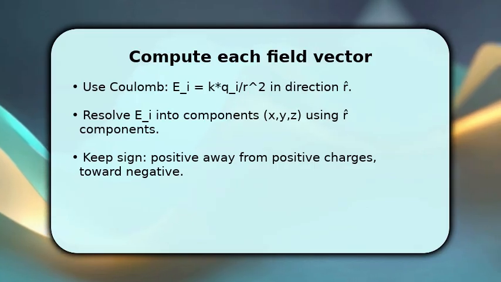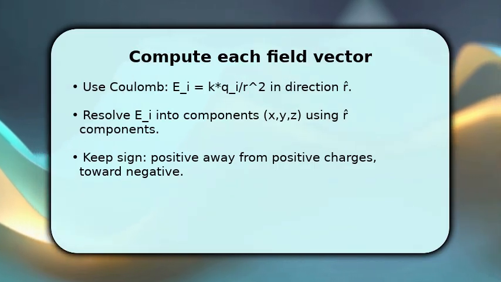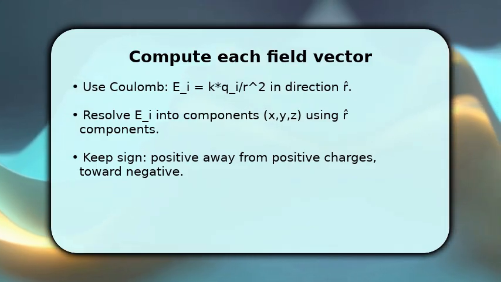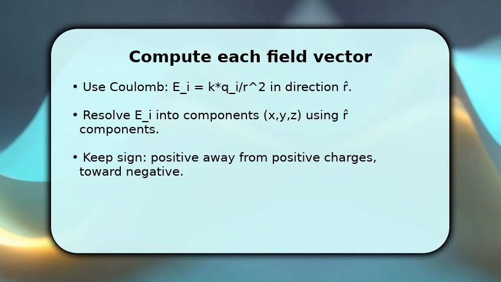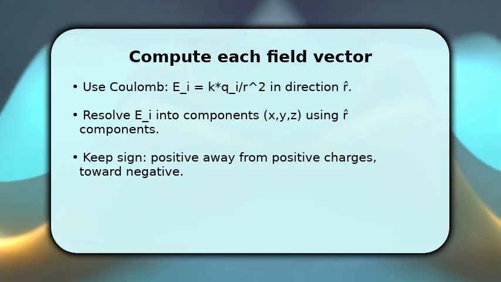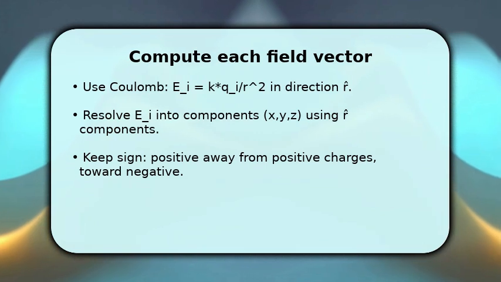Use algebraic signs. If Qi is positive, the field points away. If negative, it points toward the charge. Once done, write numeric component values with consistent units. If angles are given, convert to components with cosine and sine.